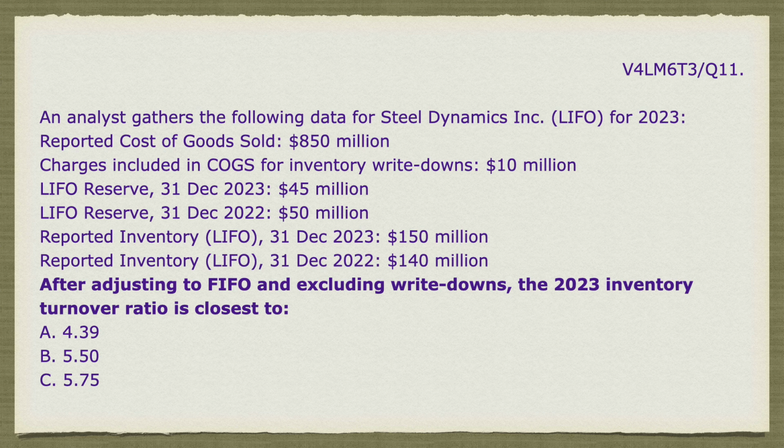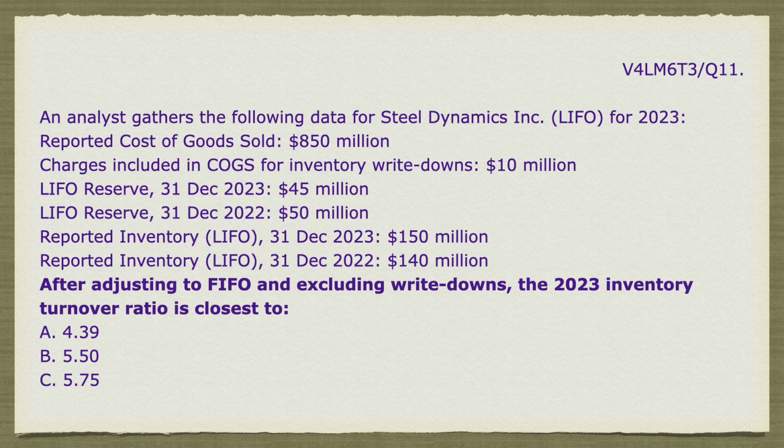An analyst gathers the following data for Steel Dynamics Incorporated. LIFO for 2023. Reported cost of goods sold $850 million. Charges included in COGS for inventory write-downs $10 million. LIFO reserve, December 31st, 2023, $45 million. LIFO reserve, December 31st, 2022, $50 million.